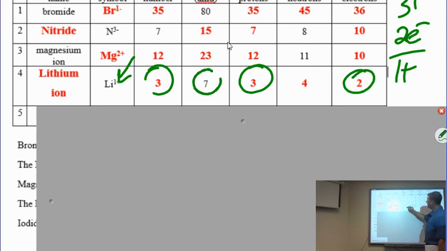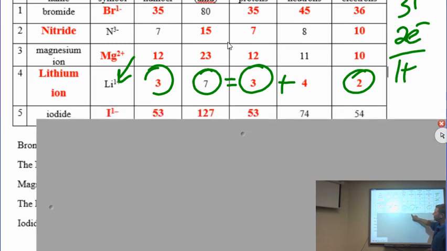I have a mass number of 7. 3 of that comes from the protons. So it must have 4 neutrons. Again, pause the video and complete number 5 before you watch the answers.